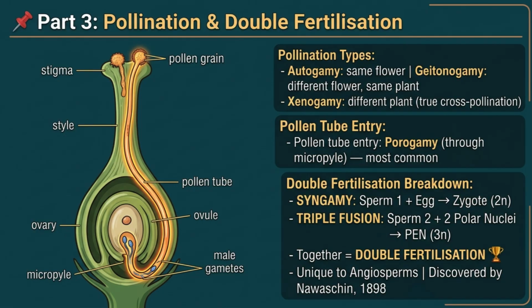Now, the most important concept of this chapter: double fertilization. The first male gamete fuses with the egg cell. This is called syngamy. The product is the zygote, with 2N chromosomes. The second male gamete fuses with the 2 polar nuclei in the central cell. This is called triple fusion. The product is the primary endosperm nucleus, with 3N chromosomes. These 2 events happening together is what we call double fertilization. It is unique to angiosperms. No other plant group does this. It was first observed by a Russian botanist named Nawaschin in 1898. You will see this in NEET.